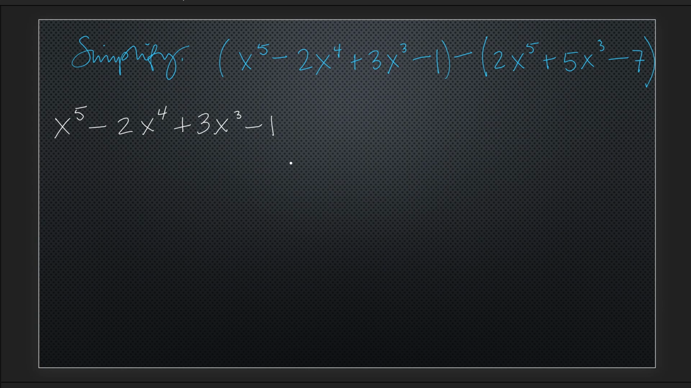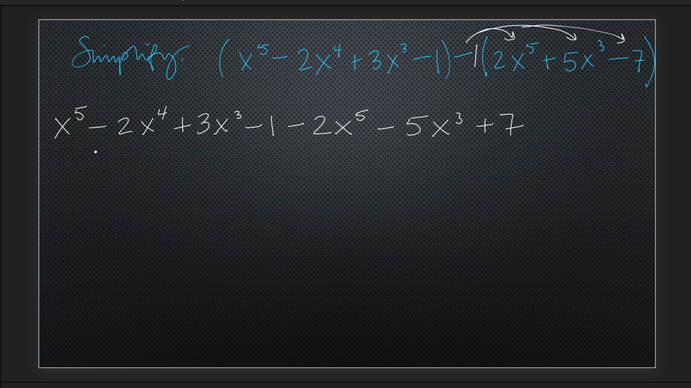Okay, so that's it. Now here, we have to be careful because there's that secret minus 1 that we have to distribute to each term inside the parentheses here. Because we're subtracting more than one term, subtracting a few things, so we have to go ahead and change the signs. So now negative 1 times 2x to the fifth is negative 2x to the fifth. Negative 1 times 5x to the third is negative 5x to the third. Negative 1 times negative 7 is plus 7.